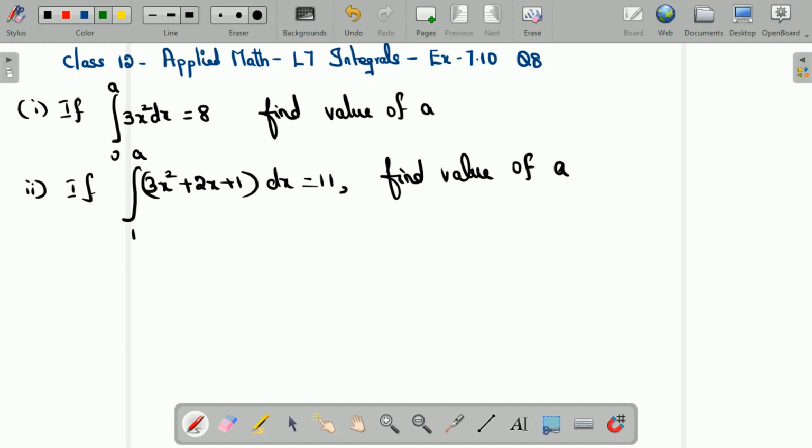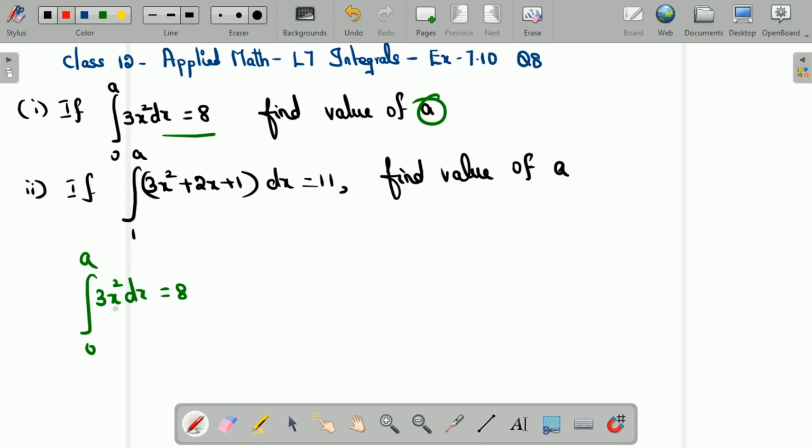In this video, let's find the solution for the 8th question in exercise 7.10. So let's look at the first subdivision. It says that the integral between 0 to a of 3x squared dx is equal to 8, and we are asked to find out what is the value of a.